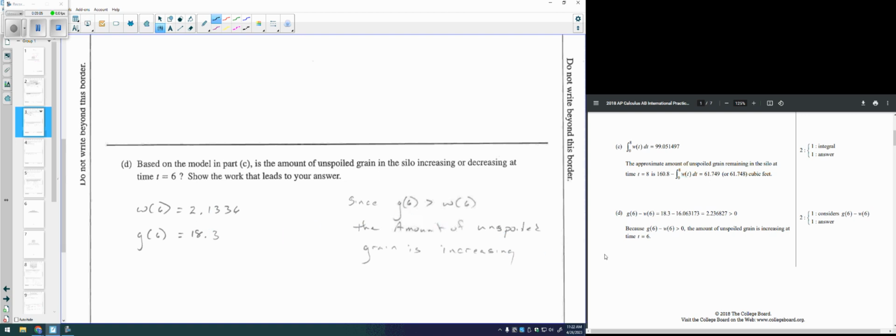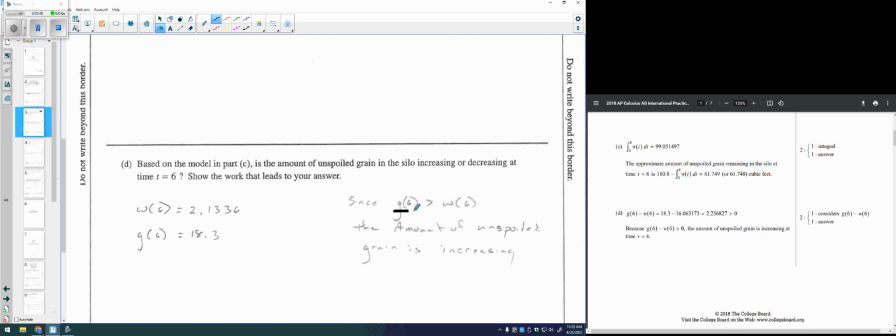Notice that we have our same idea. They say the difference is greater than 0, and I said that G of 6 is greater than W of 6. They both are justifying my answer. They're both showing work that leads to the answer. This is the same idea if I move this over, G of 6 minus W of 6 is greater than 0. It's the exact same equation, just written a little different. Okay, so because the amount coming in is greater than the amount spoiling, the amount of unspoiled is increasing. Since the rate at which it's coming in is greater than the rate at which it's spoiling, the amount of unspoiled is increasing.